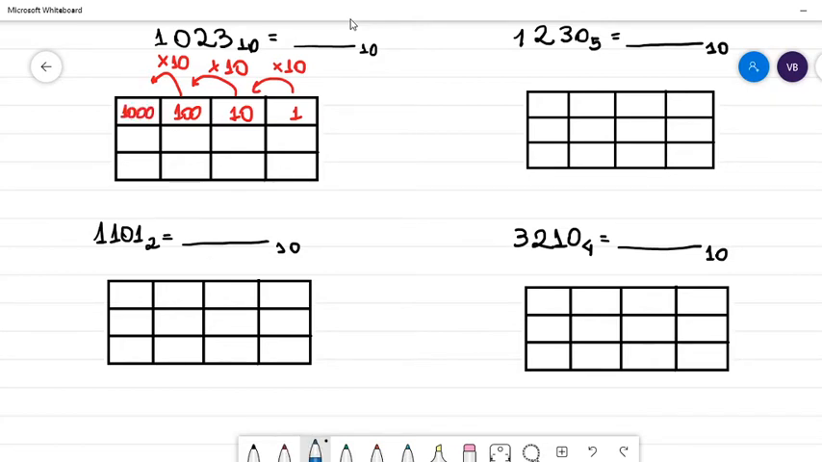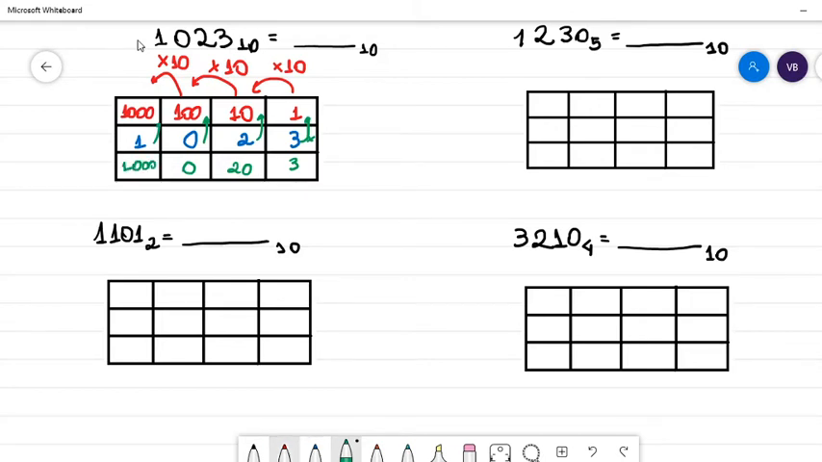The second step is to take the number written in the base and place its digits in those houses. I have 3 units, 2 tens, 0 hundreds, and 1 thousand. So then, what is the other step? I'm going to do 3 times 1 is 3. Then, 2 times 10 is 20. 0 times 100 is 0. 1 times 1000 is 1000.